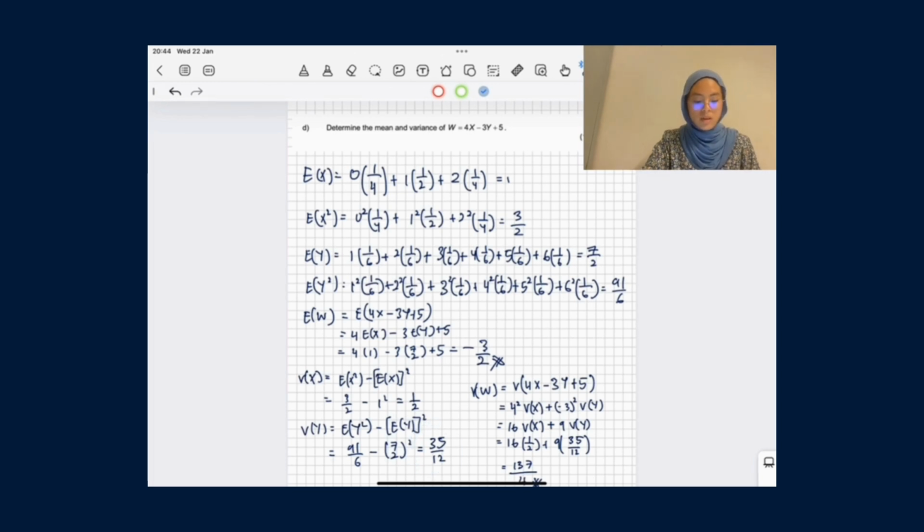So to find the variance of W, substitute the value of W, and then you can get 16 variance of X plus 9 variance of Y. When you substitute the values of Vx and Vy, you get 137 over 4.